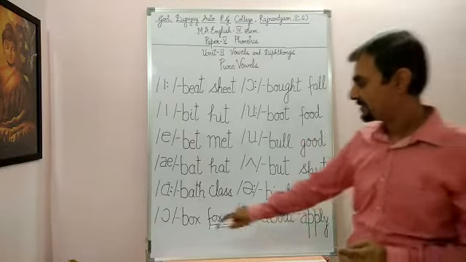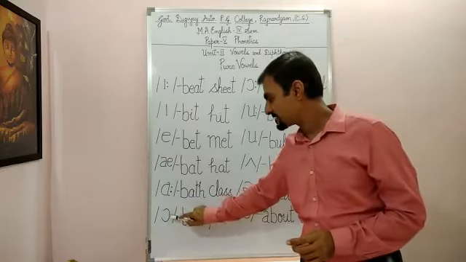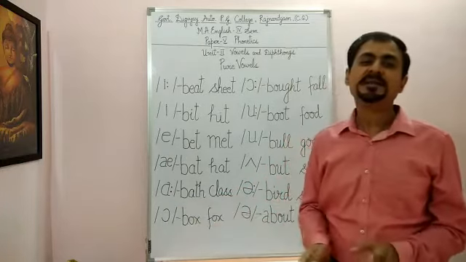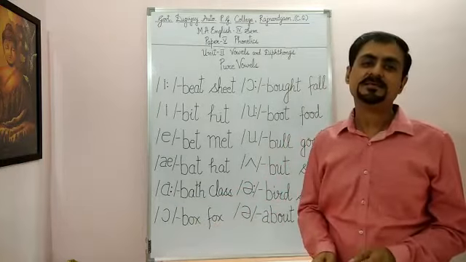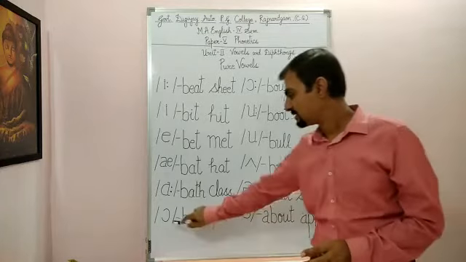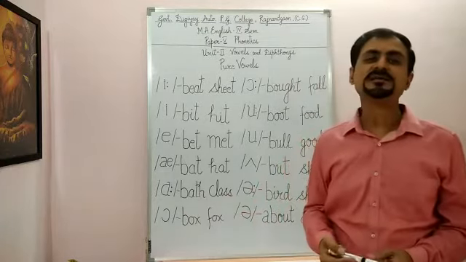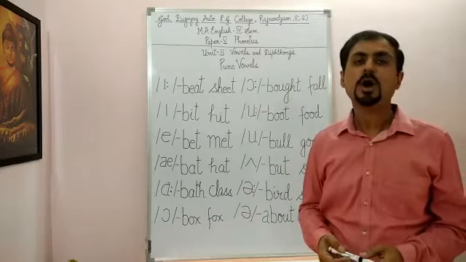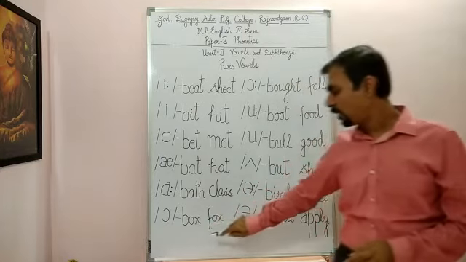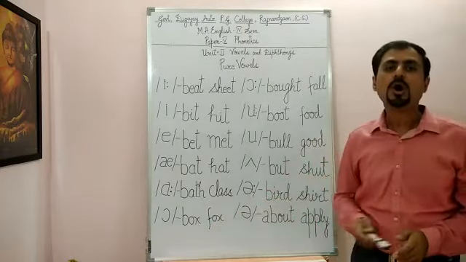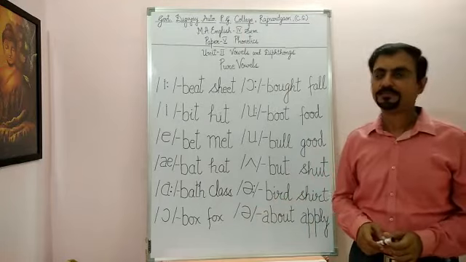Then we have the symbol which looks like the mirror image of the letter C of English, and it is pronounced as /ɒ/. /ɒ/ as in box, fox, ox.